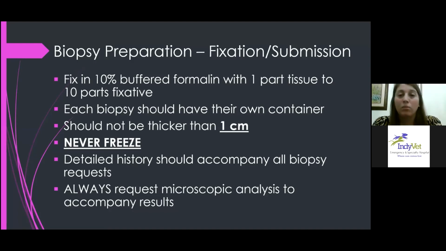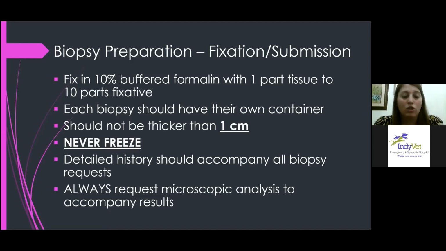If we do have some of those larger tumors, you can bread loaf it in order to get it to that 1 centimeter margin so that tissue can be fixed by the formalin appropriately. Never freeze them, as when they rethaw, it can deform the architecture and you may not have a diagnostic sample when they go to stain it and look at it under the microscope.